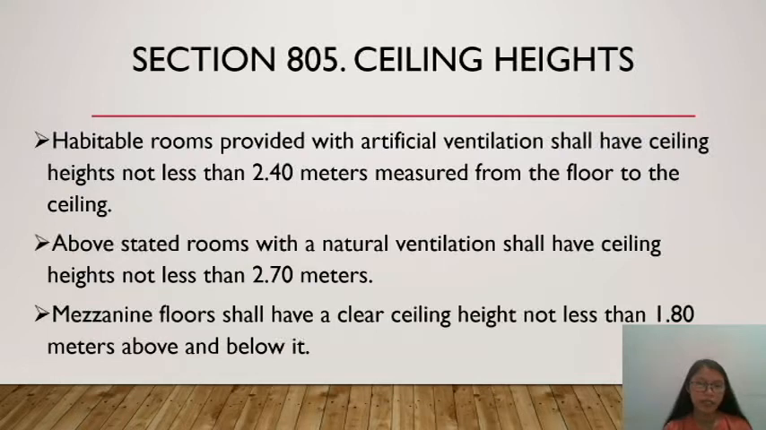So next, in section 805 are the ceiling heights. Habitable rooms provided with artificial ventilation shall have ceiling heights not less than 2.40 meters measured from the floor to the ceiling. Above stated rooms with natural ventilation shall have ceiling heights not less than 2.70 meters. And the mezzanine floors shall have a clear ceiling height not less than 1.80 meters above and below it.